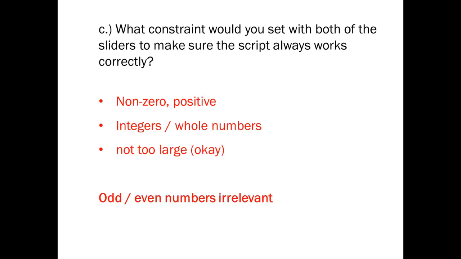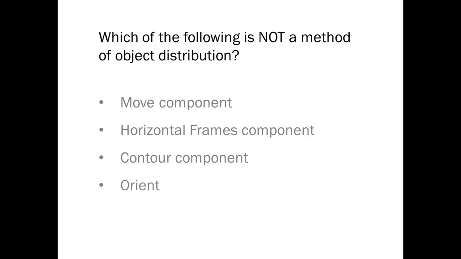Okay. Which of the following is not a method of object distribution? So we talked about different methods for getting a lot of objects into certain positions, right? Making grids of things, making rows of things, propagating things along curves, along surfaces. Which one of these does not distribute objects? Just call them A, B, or C. Okay, let's go through. Does move distribute objects?